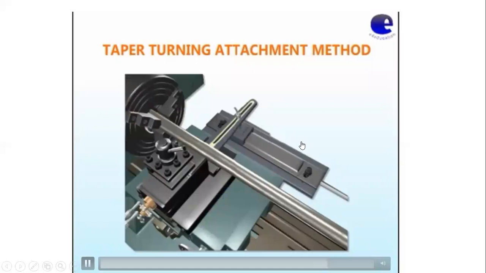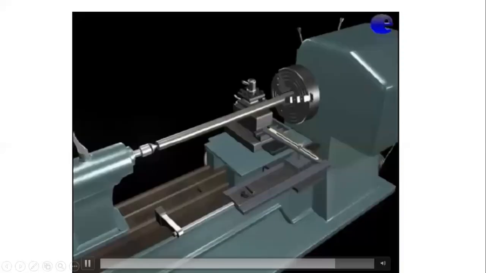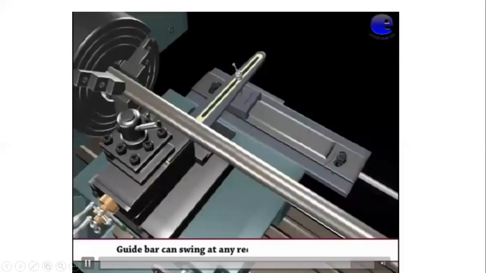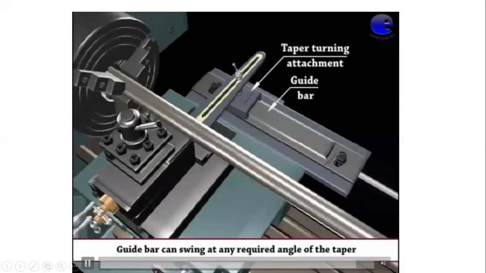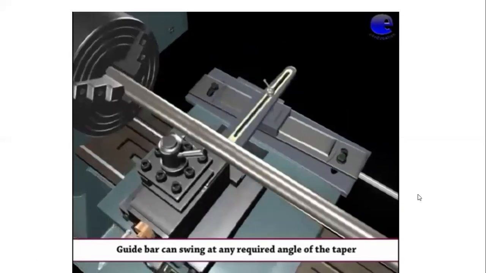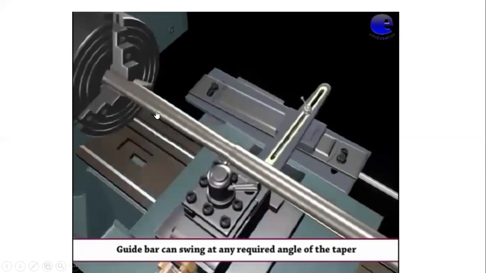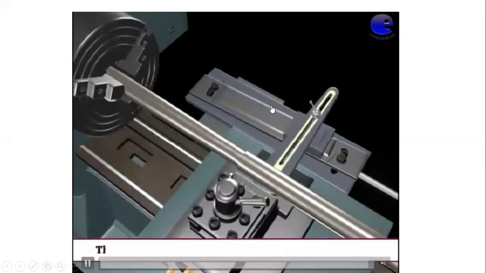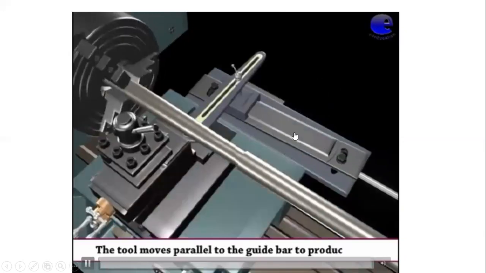Next, taper turning attachment method. This is also a very popular method. In this part, the attachment is there. So in this picture, we can see this is the headstock, this is the tailstock, and the entire job is held in the tailstock. This portion is our attachment, the taper turning attachment. We can see how the taper turning operation is going on through this guide, or this attachment.